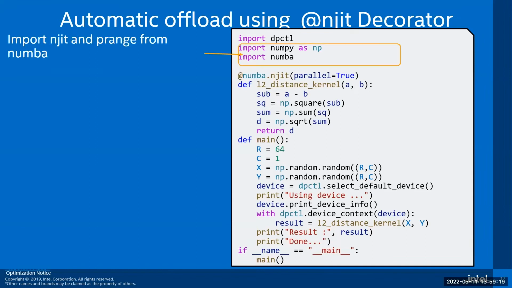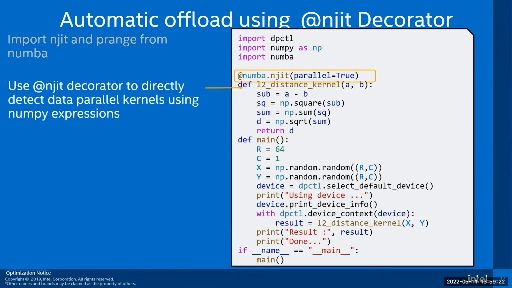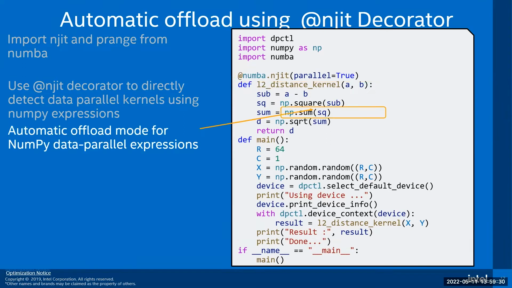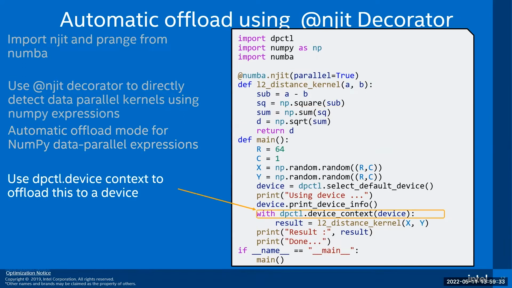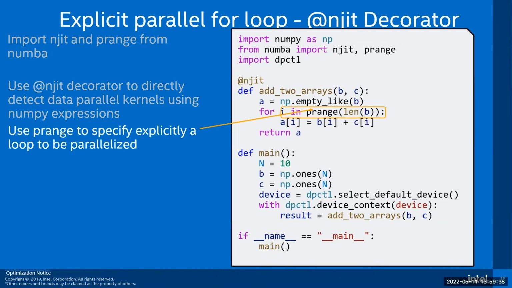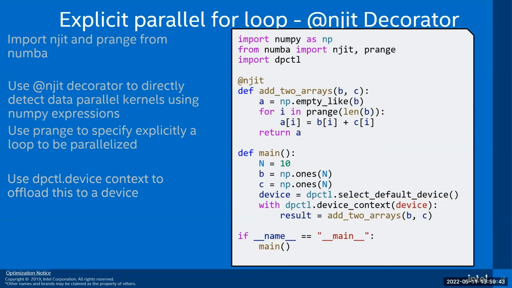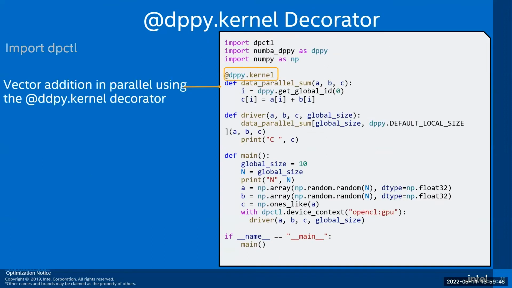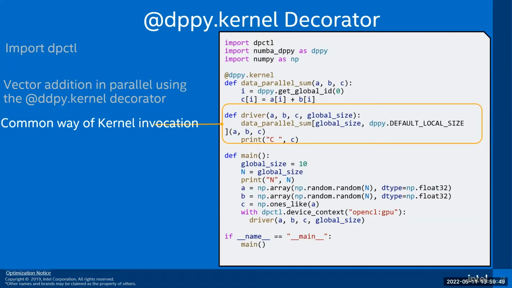We covered this, but I want to cover it fast. I'm using NumPy here with the njit decorator, and this will be automatically offloaded. This is the automatic offload approach. The second is explicit prange, where we call prange, explicitly create a for loop, and then offload to the device. The third is the kernel decorator, where we have a driver function, get the global ID, and do a simple vector addition using OpenCL-style programming in the Python world.